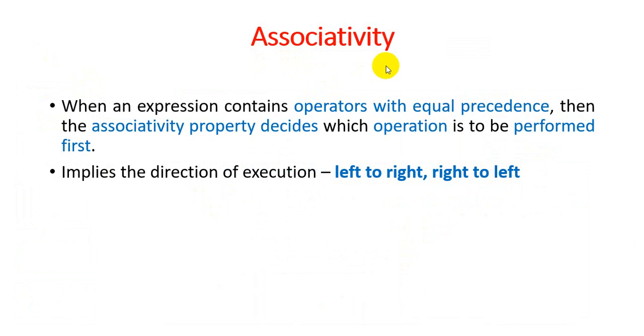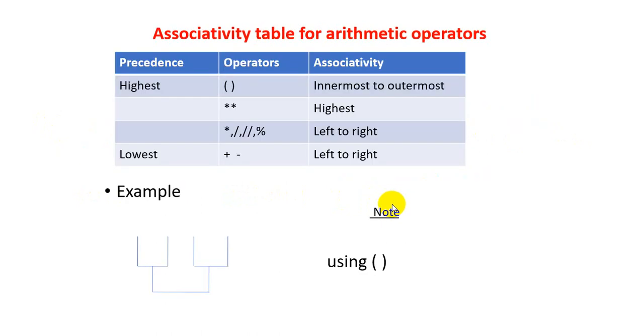So about the associativity: when an expression contains operators with equal precedence, the associativity properly decides which operation is to be performed first, which is next, and so on. It implies whether the direction of execution is left to right or right to left. Here we have a short description of the operators, with precedence and associativity given.